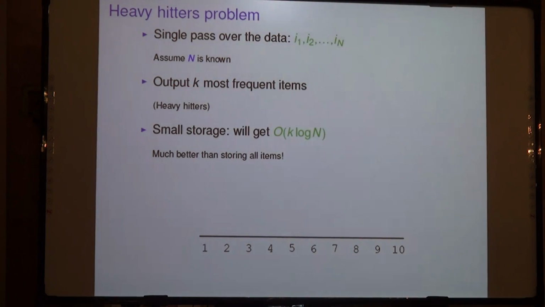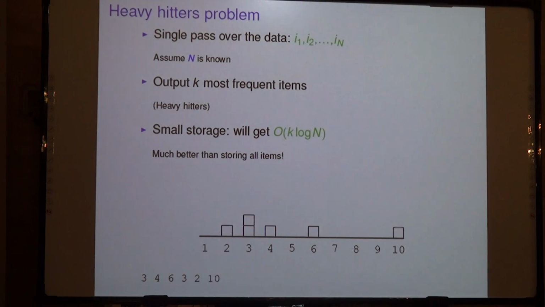Our task will be to take a single pass over this data stream of items, and at the end of the day, output the k most frequent items. This is the informal statement, and we'll make it formal in a little bit. We'll output the items that occurred most often in the stream. And we will achieve small storage: I didn't tell you the approximate nature of this problem, but we'll get space order k log n for some constant factor approximation, whatever that means.